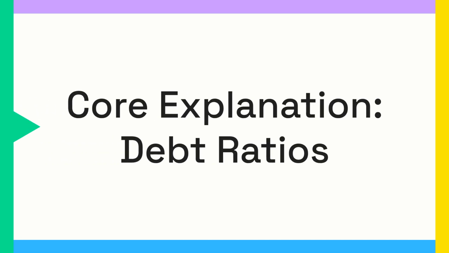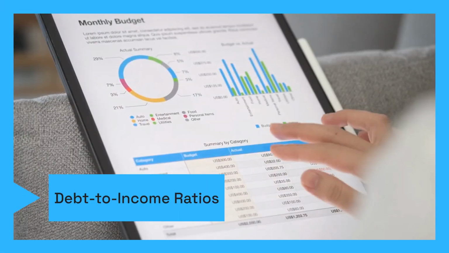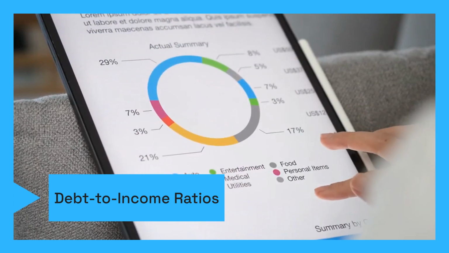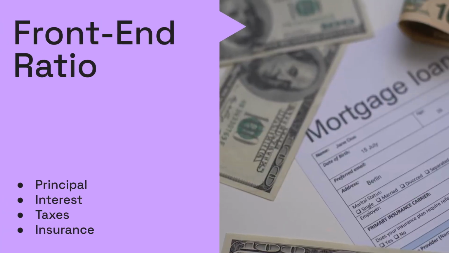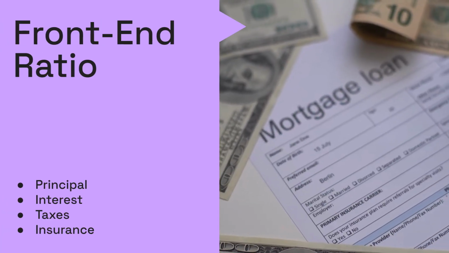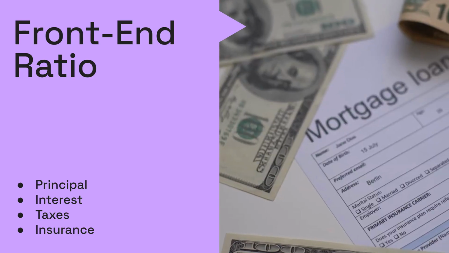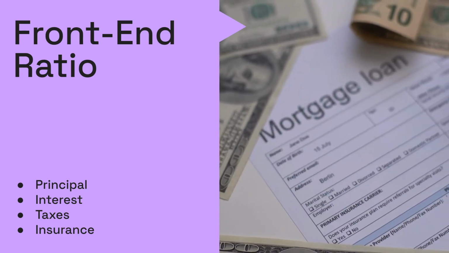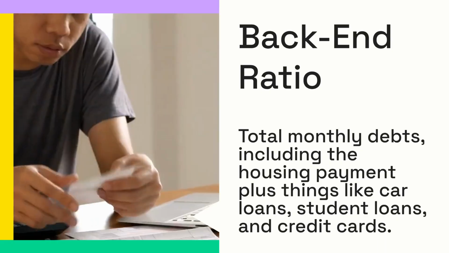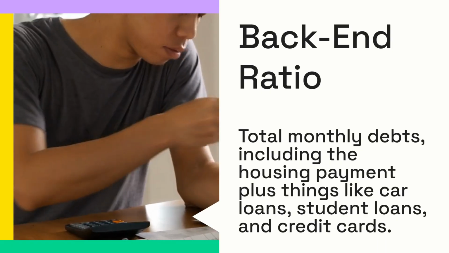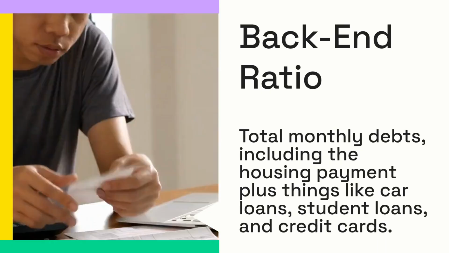The core of USDA underwriting lies in two key financial numbers called debt-to-income ratios. Let's look at what they mean. USDA underwriting focuses on two key debt-to-income ratios, which determine your ability to manage the new mortgage payment. The front-end ratio looks only at your proposed housing payment, including the principal, interest, taxes, insurance, and the USDA mortgage insurance. The back-end ratio, however, considers your total monthly debts. This includes the housing payment, plus existing obligations like car loans, student loans, and credit card payments.